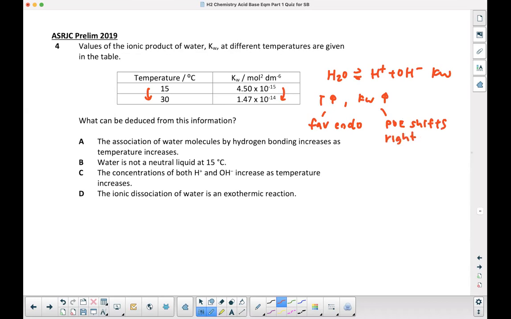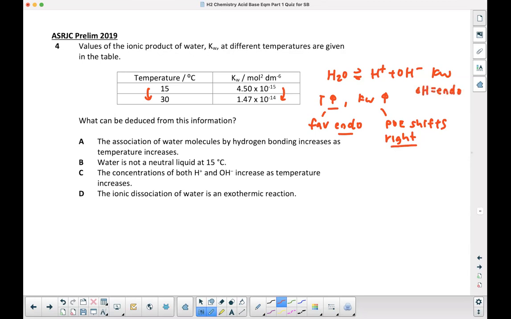Okay, so what this tells you is that the dissociation of water is an endothermic reaction, because when temperature is increased, it shifts right to favor the endothermic direction. So this reaction is endothermic.